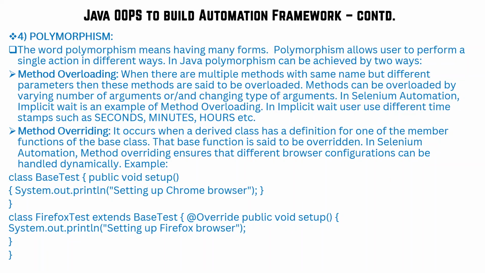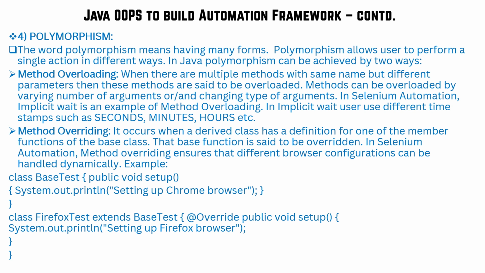The last one is polymorphism. Poly means many and morphism means forms, so many forms. There are two types: one is method overloading, and one is method overriding. One is compile time polymorphism, and one is runtime. Compile time is method overloading, and runtime is method overriding.